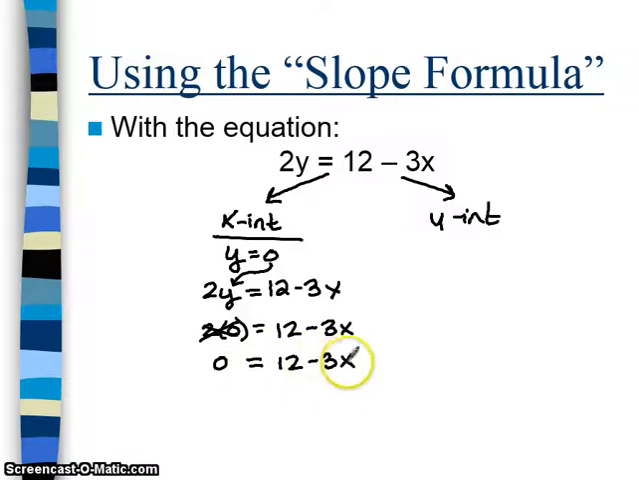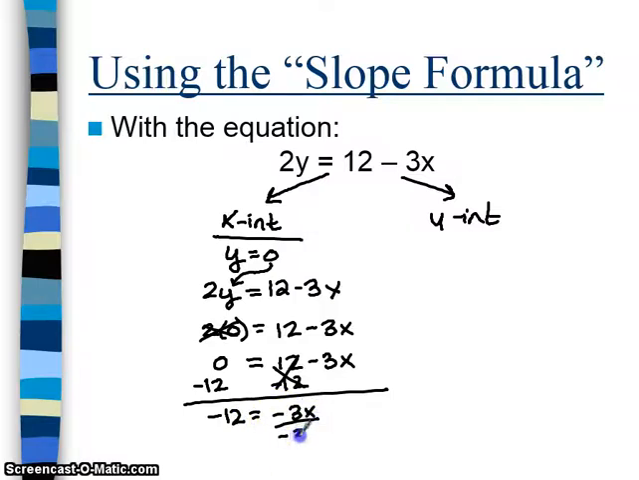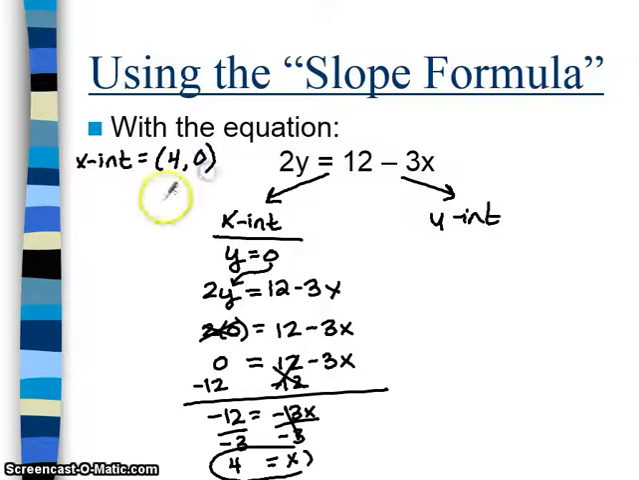Now, this is a two-step equation because there's two operations acting on x. I'll first eliminate the constant. Take away 12 from each side, so I get negative 12 equals negative 3x. Divide by negative 3, divide by negative 3. Negative 3 divided by negative 3 is 1, or 1x, so I get x equals 4. Now, I know that the x-intercept is equal to the point 4, 0. Now I have 1 point in this relationship, half of what I need to know in order to use the slope formula. Now, I'll find the y-intercept.